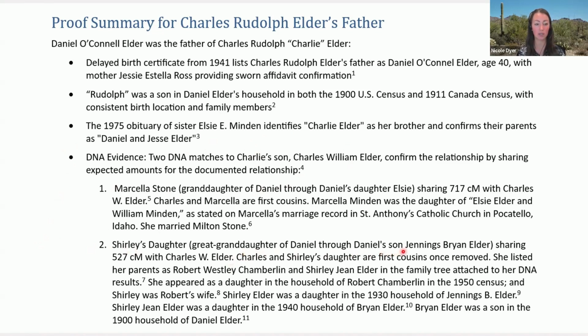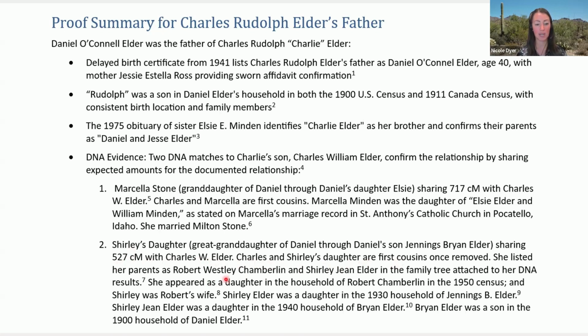Jennings Bryan Elder. And this paragraph is slightly longer because it has to show the documentation from Shirley's daughter to Shirley. And I used Shirley's daughter as a privacy anonymization name because she didn't respond with permission, the name of this DNA match. So I just call her Shirley's daughter. So Shirley's daughter shares 527 centimorgans with Charles W. Elder. Charles and Shirley's daughter are first cousins once removed.